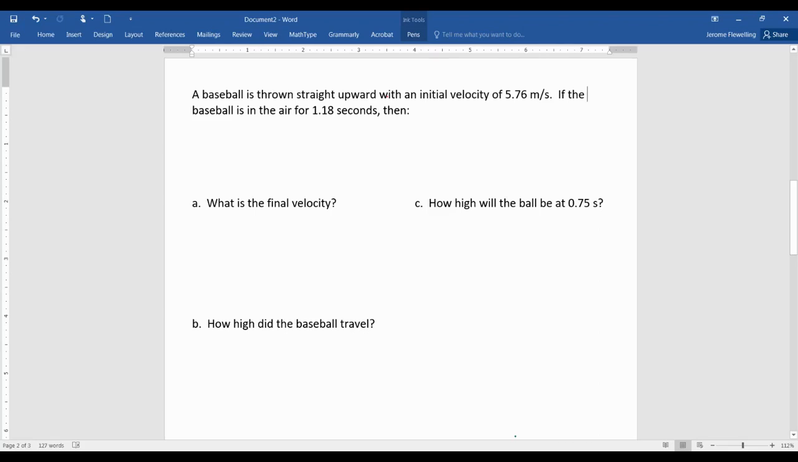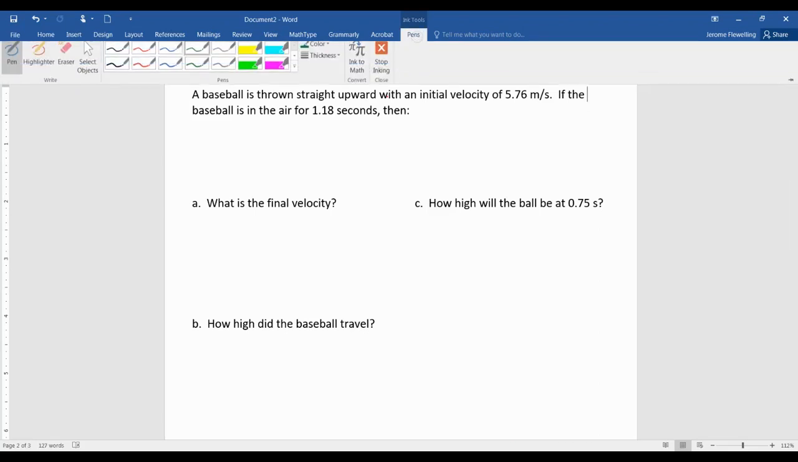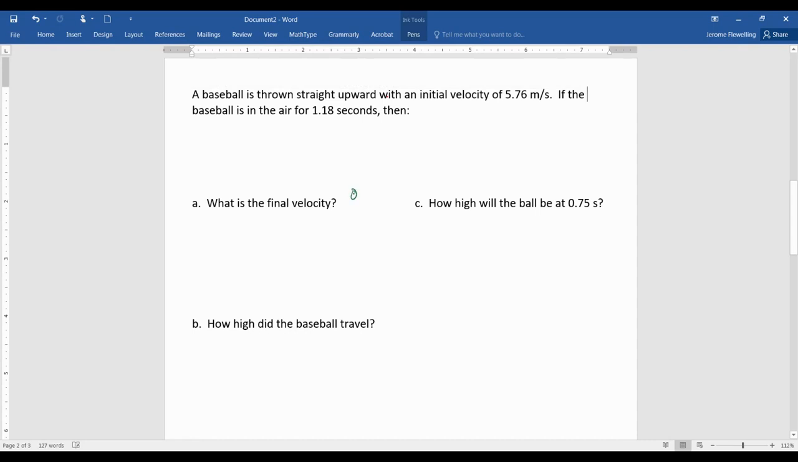So you're outside and you are throwing a baseball up in the air and it goes up and then comes straight back down again. So if you throw it with an initial velocity of 5.76 meters per second, and the ball is in the air for a total of 1.18 seconds, so that's going to be our time. We know that it takes 1.18 seconds to go all the way up and then for you to catch it again on the other side.